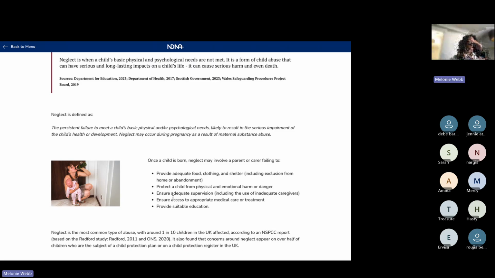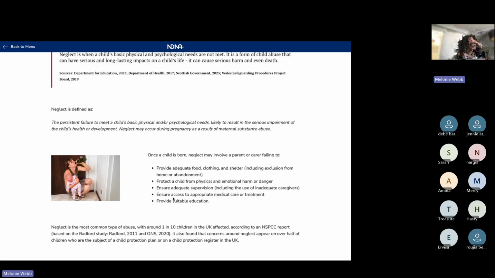Neglect is the most common type of abuse, with around 1 in 10 children in the UK affected. According to an NSPCC report, it's also found that concerns around neglect appear on over half of children who are subject of a child protection plan or on a child protection register in the UK. So children who are already known to social services, around half of those children would be experiencing neglect also.